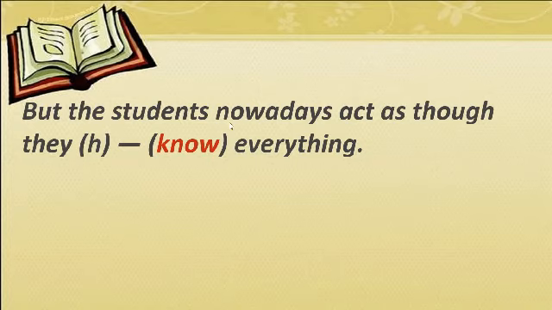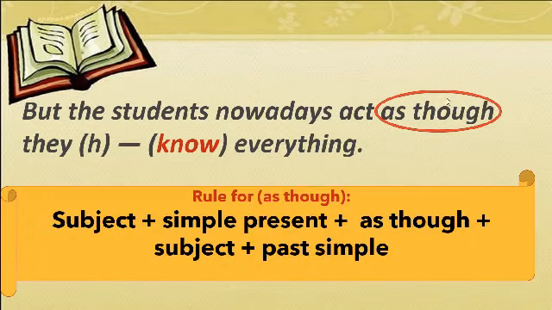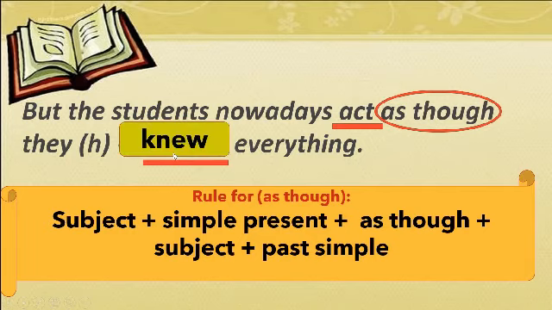Dear students, in this sentence, as though is a subordinating conjunction, and according to the rule, before as though if you find the present form of a verb, after as though the main clause verb will be changed into past form. So dear students, within the bracket this verb know will be changed into knew. So the whole sentence is, but the students nowadays act as though they knew everything.